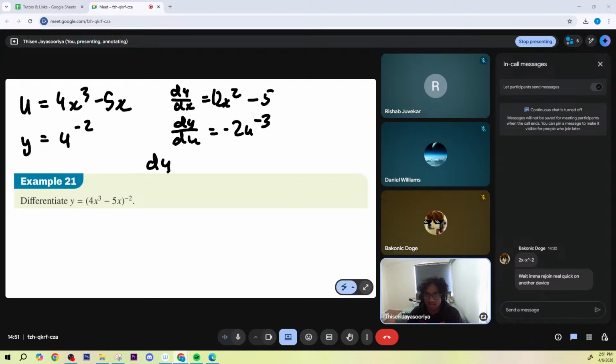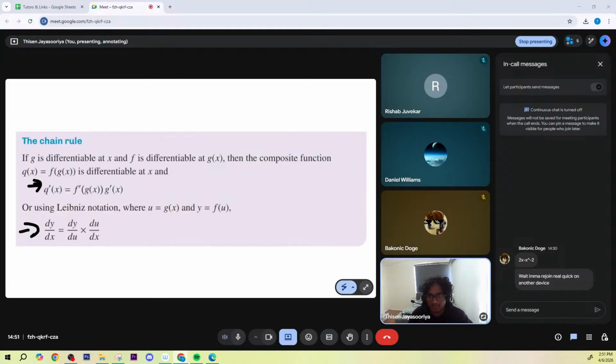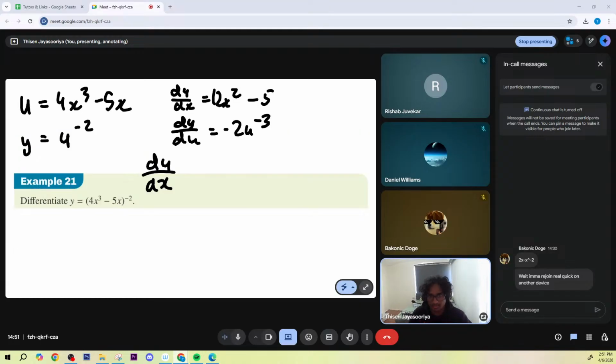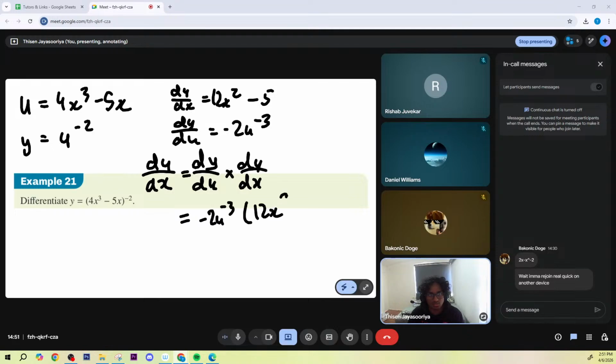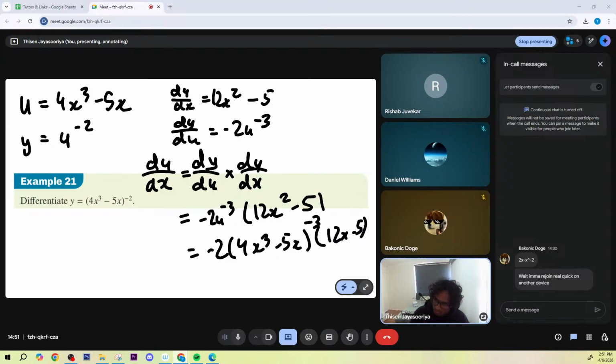Hence, dy on dx, by the Leibniz formula, equals dy on du times du on dx, which equals -2u to the negative 3, brackets 12x squared, take 5. We can get rid of the u by substituting in that value for u. So we get negative 2, (4x cubed, take 5x), all to the power of negative 3, brackets 12x squared, take 5. Does that also make sense?